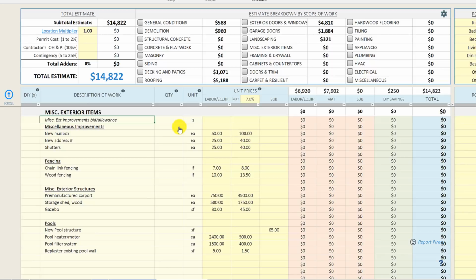Miscellaneous exterior items. So this is going to be your mailbox, your new address number if you want to do that, and then shutters on the property. So we're going to plug in a new mailbox, new address number, and then we're going to install new shutters.